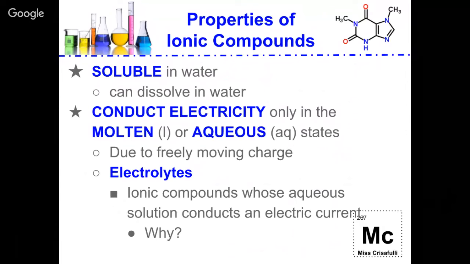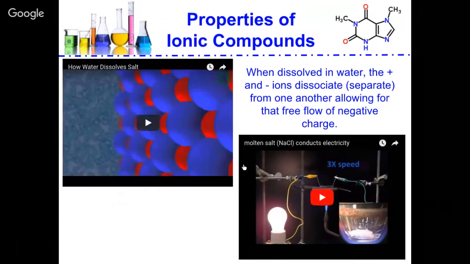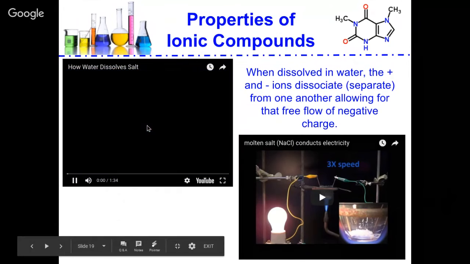And the reason why they conduct electricity is due to their free moving charge. And so we consider these things to be electrolytes. Electrolytes are compounds whose aqueous solution conducts an electric current. Why does that happen? That happens because when we dissolve ionic compounds in water, we actually can see that the ions are going to dissociate or separate from each other.